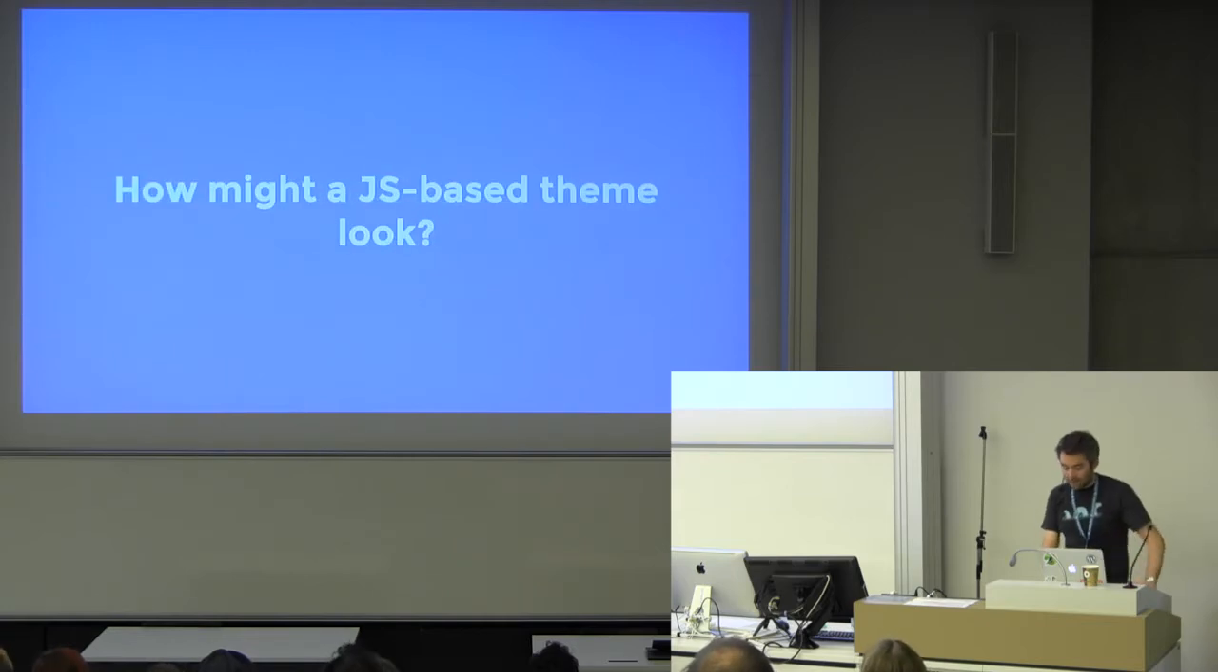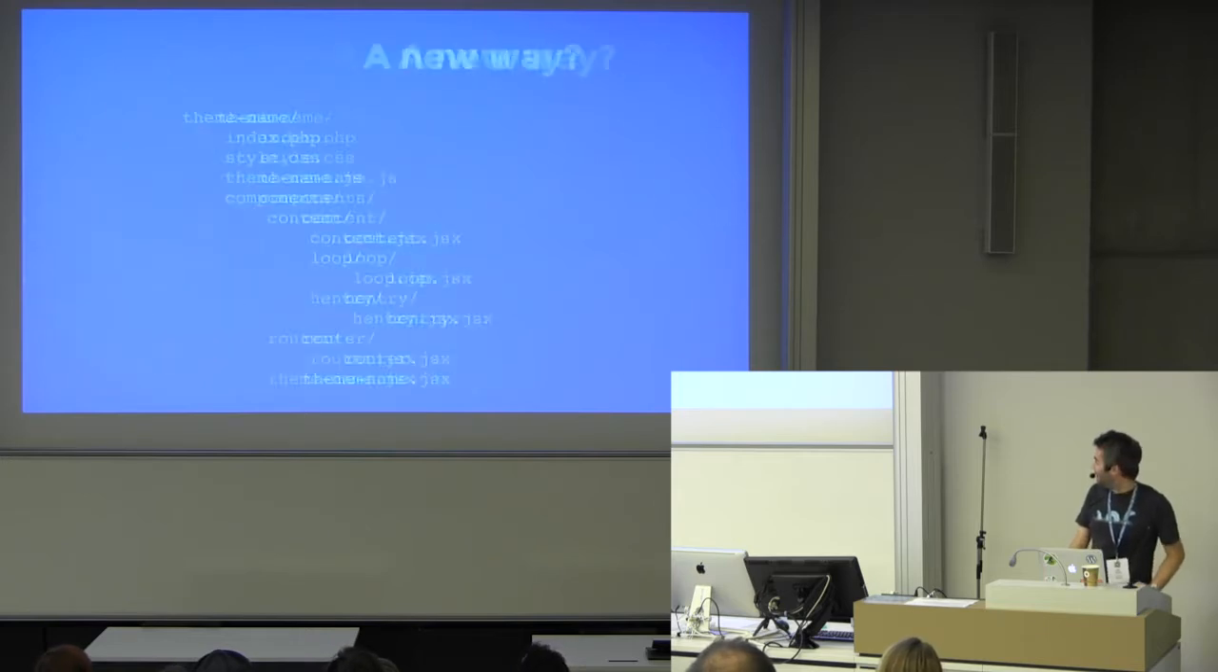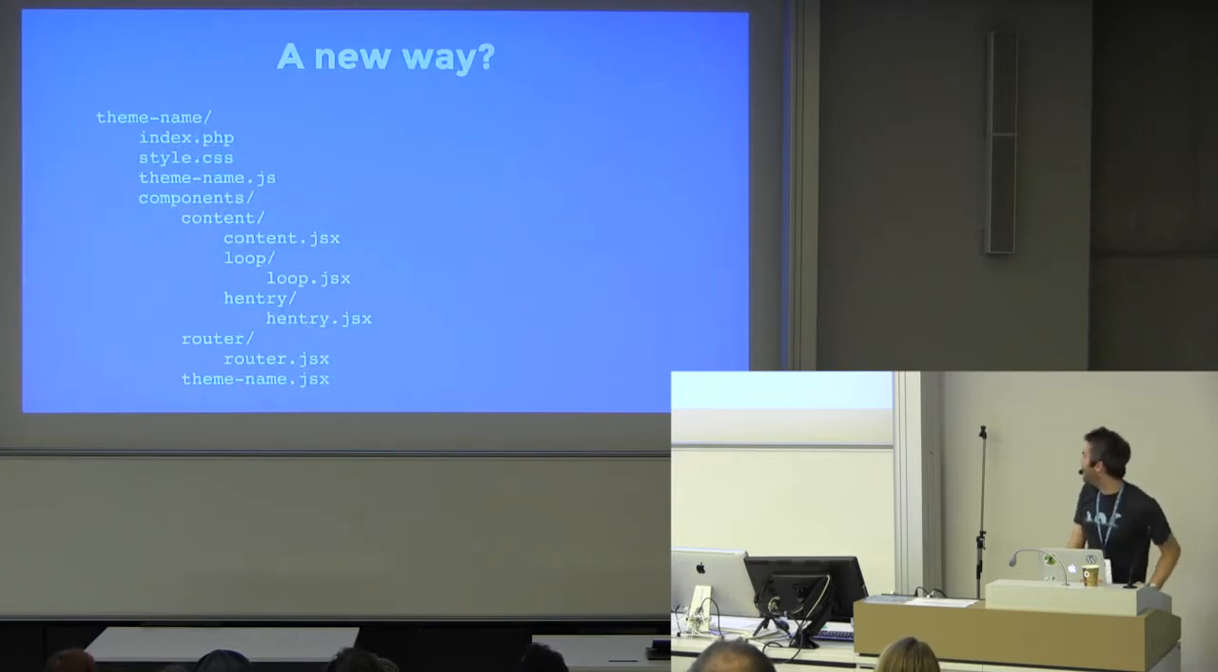So how might a JavaScript-based theme look? This is the current standard that we're probably all used to. There are some things missing. I haven't got some of the best practice things, like having languages and stuff. But this is a basic theme, which hopefully looks familiar to most people here. Now, how could it look? Well, it might look like this.